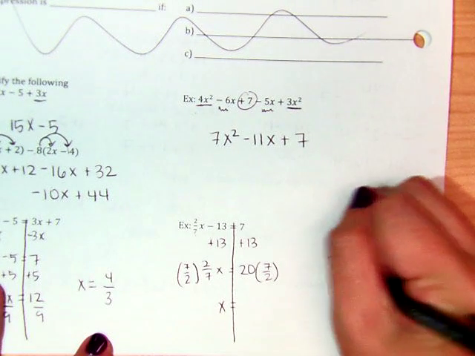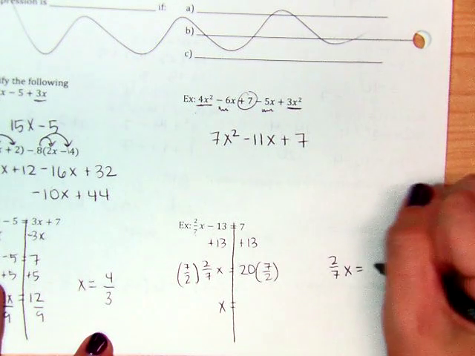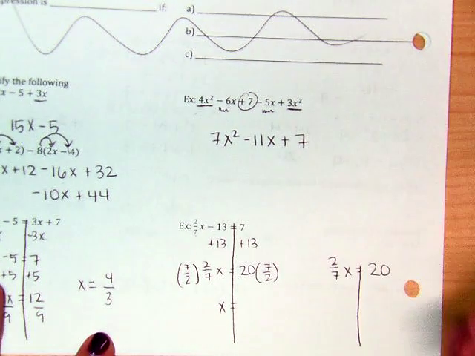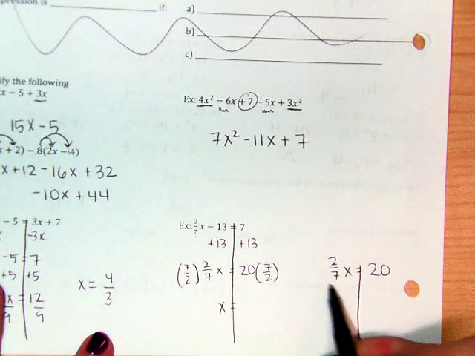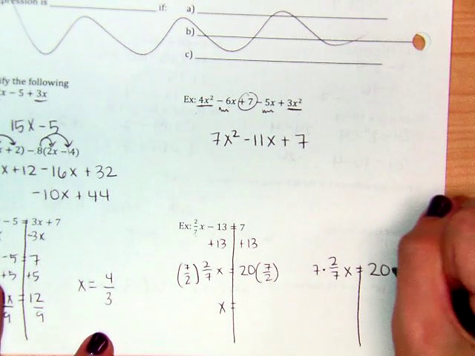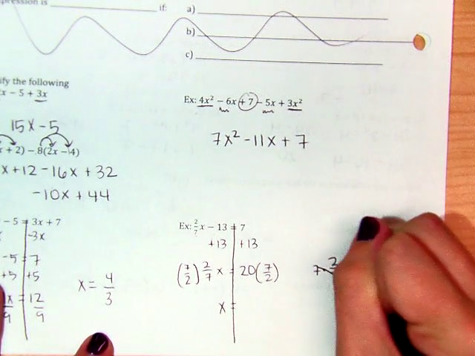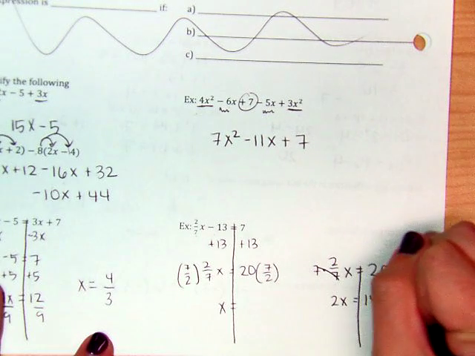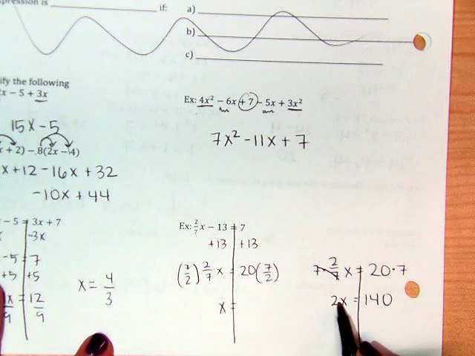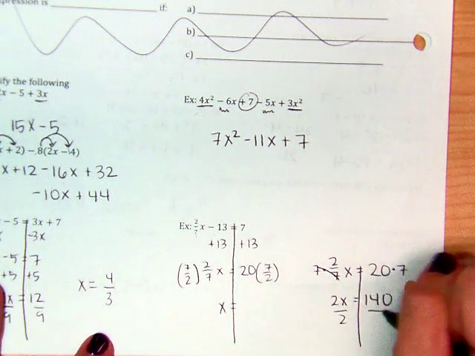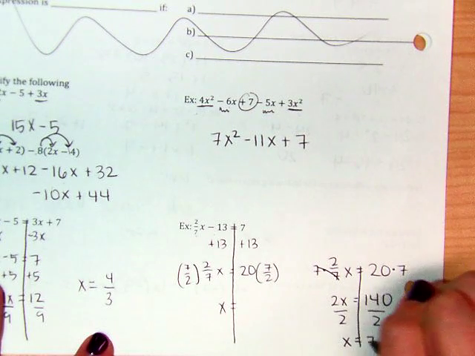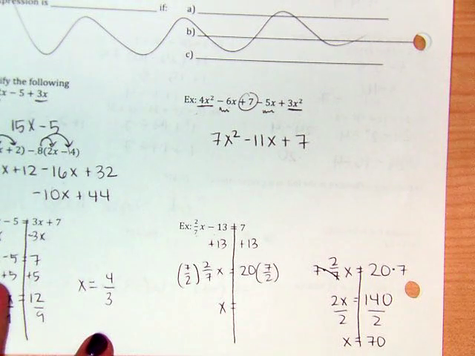Option 2, when you have 2/7 x equals 20, is you can multiply by the bottom. So you multiply by 7. So then you just have 2x equals 140. And now you just divide by 2, and you get x equals 70. Two more.